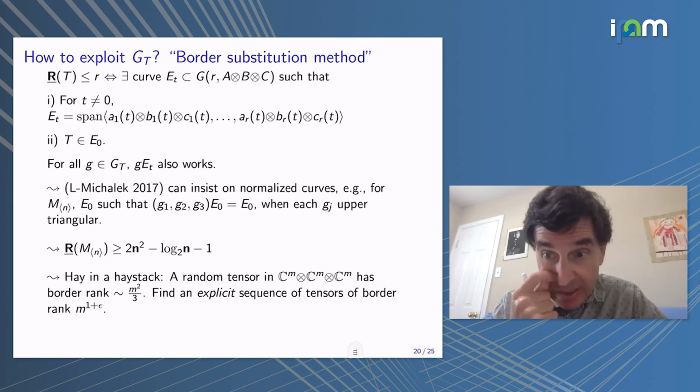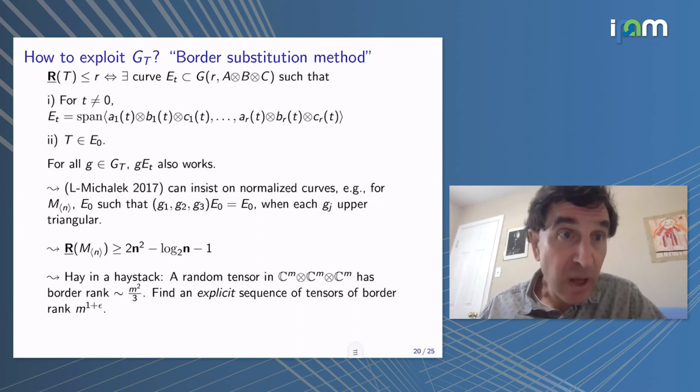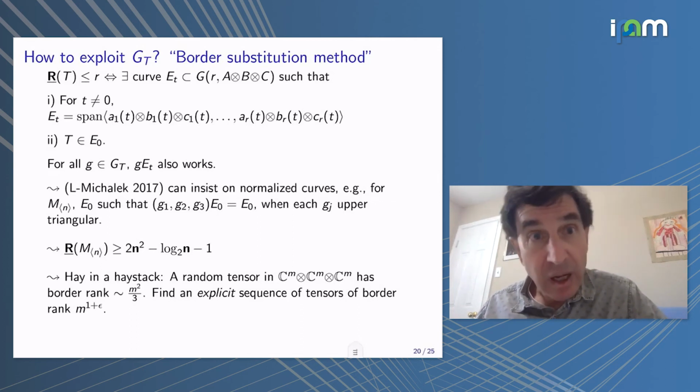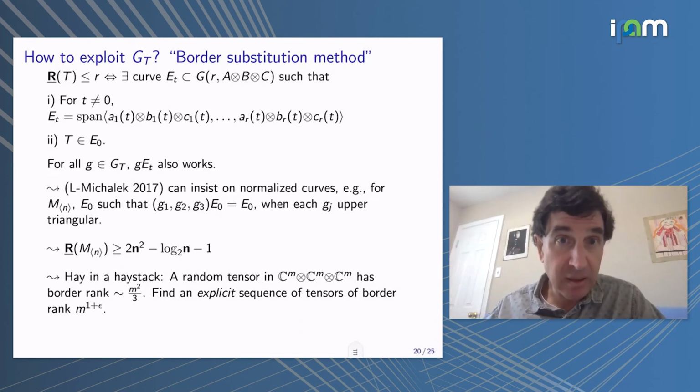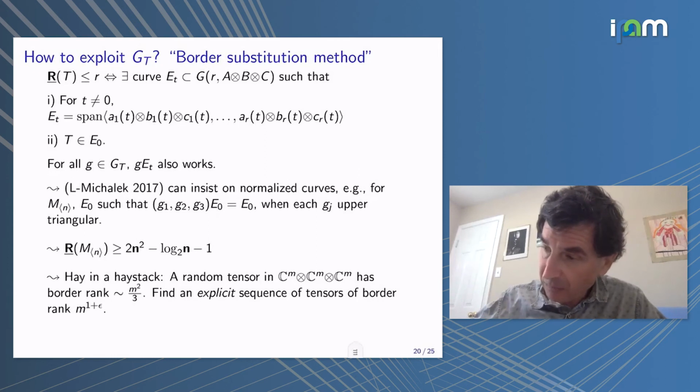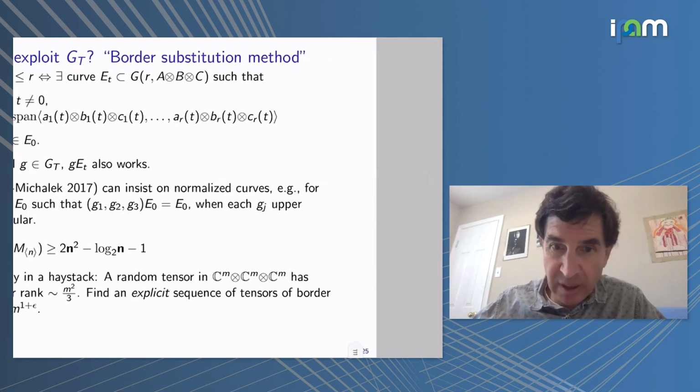And explicit is a very precise term. Basically, it means you can produce the sequence with an arithmetic circuit, something like that, of polynomial size.